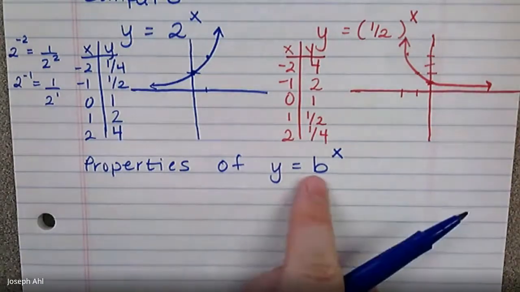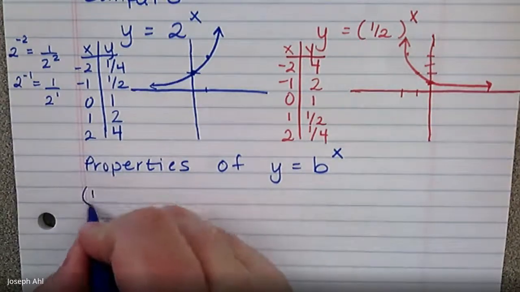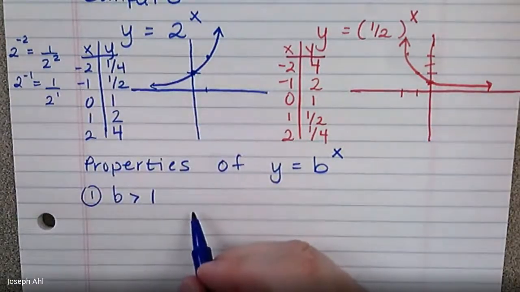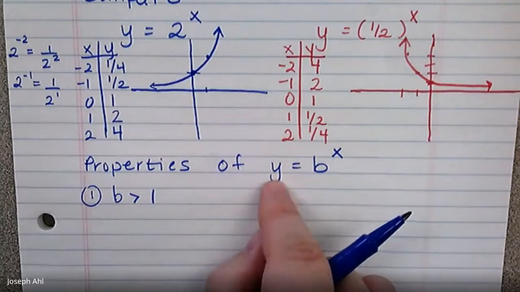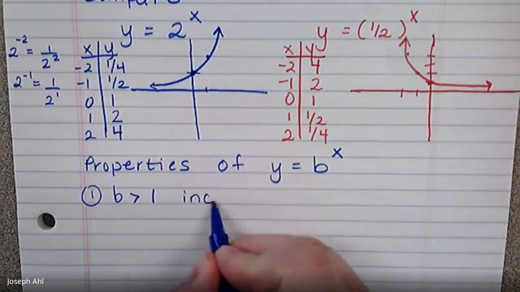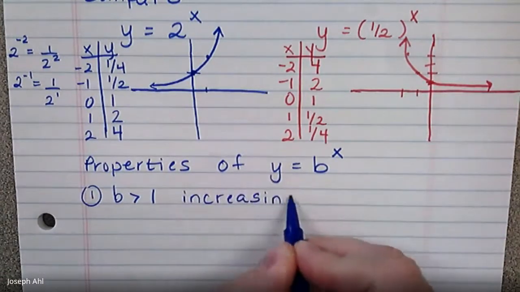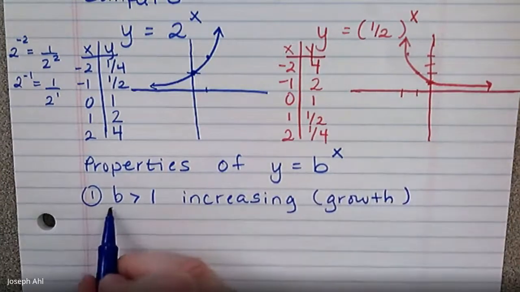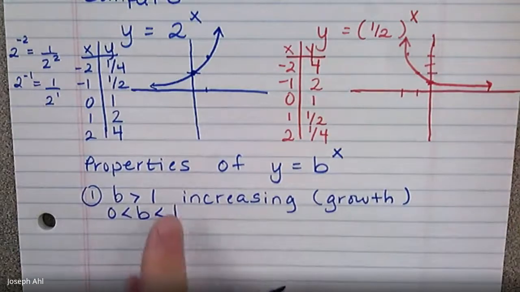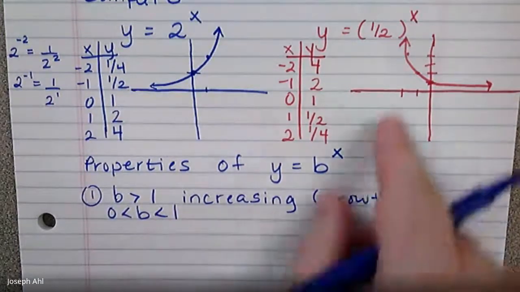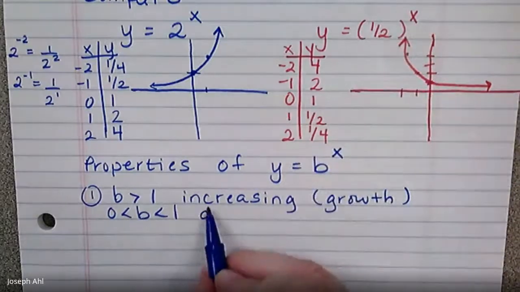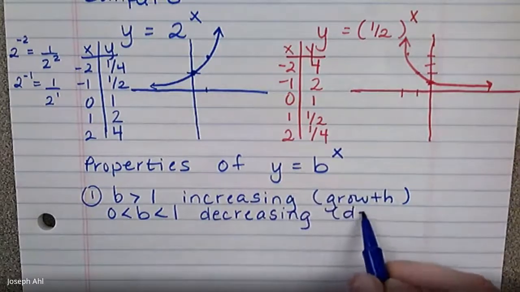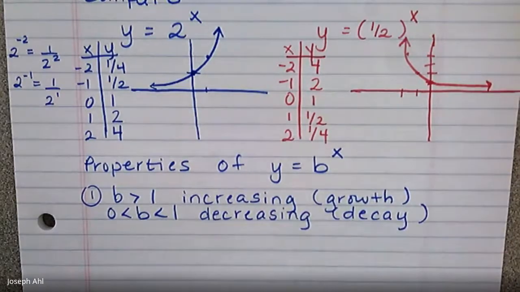So let's talk first about the value of b. What we see is if b is bigger than 1, like this example over here, then we have something that's increasing over the domain, right? And we call that exponential growth. Meanwhile, when b is between 0 and 1, and those are the qualifications we have to give there, then it's a decreasing function. And that would be called exponential decay.